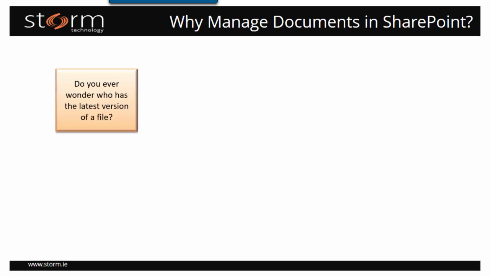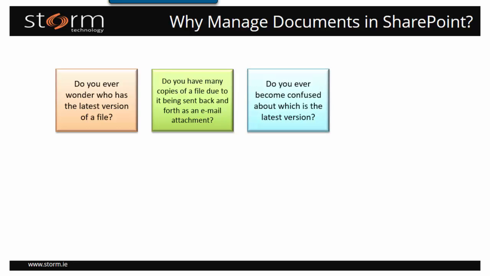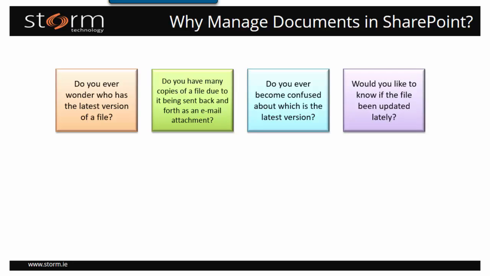So first of all, let's consider some questions. Do you ever wonder who has the latest version of a file? Do you find that you have many copies of a file due to it being sent back and forth as an email attachment? Do you ever become confused about which is the latest version? Would you like to know if the file has been updated lately? So these are all common problems that we have when we work with file shares and email.